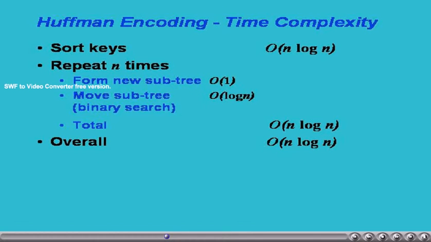The computational complexity of Huffman encoding is order of n log n, which involves especially sorting the keys and then repeating the following steps, that is forming a new subtree, then moving the subtree, and so on. Thus, we require overall n log n complexity for achieving the Huffman tree.